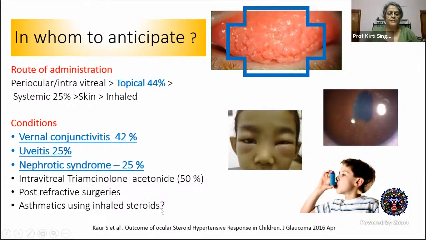Uveitis accounts for 25%. In the systemic category, nephrotic syndrome comes high at 25%. And as we said, intravitreal triamcinolone is again very high up. And we talked about the post-refractive surgeries.